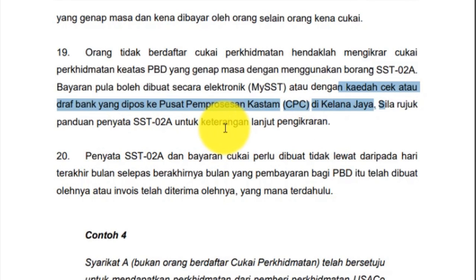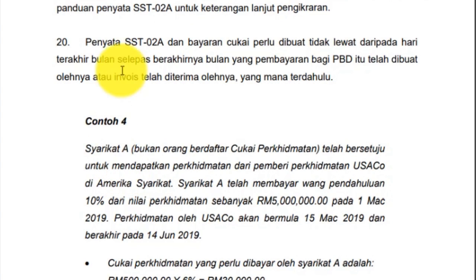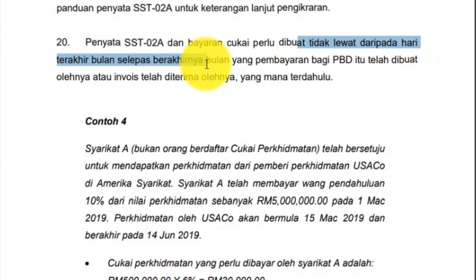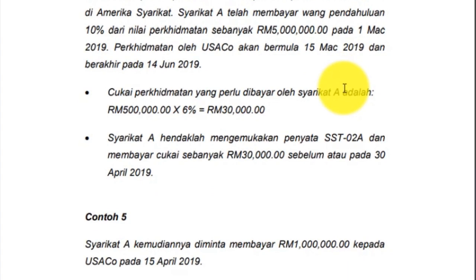So you need to look into SST-02 forms, how to do that. So at the end of this video, I'll discuss in detail every section in the SST-02A form because everyone will be impacted. Okay. Now, very important things. The SST-02A form and the payment cannot be later than the last day of the next month of the taxable time of supply. Take an example.